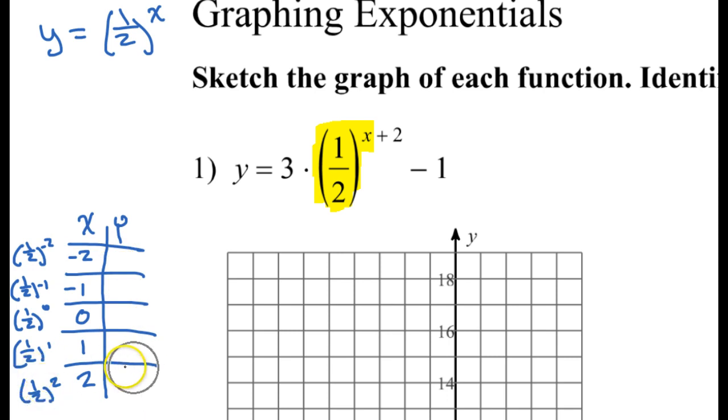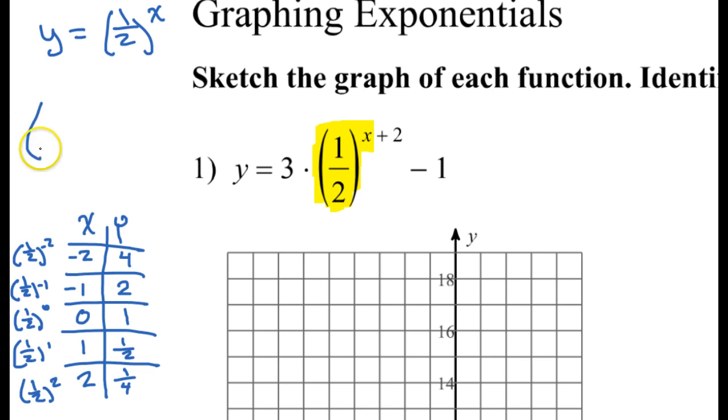Well, 1/2 squared is just 1/4. 1/2 to the 1 power is just 1/2. Anything to the 0 power is 1. And let me teach you the shortcut first. These last two values are going to be the reciprocal of the bottom two values. So the reciprocal of 1/2 is 2, and the reciprocal of 1/4 is 4.